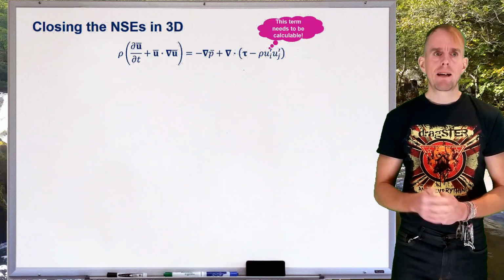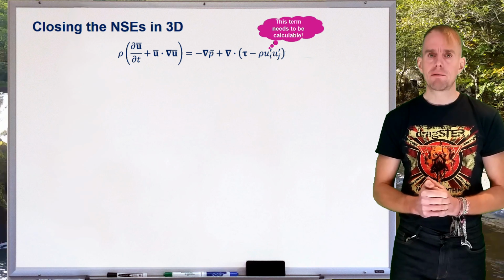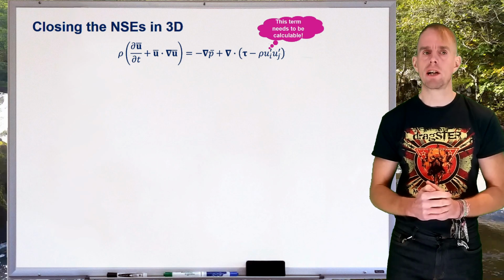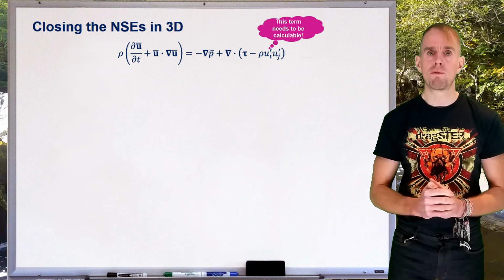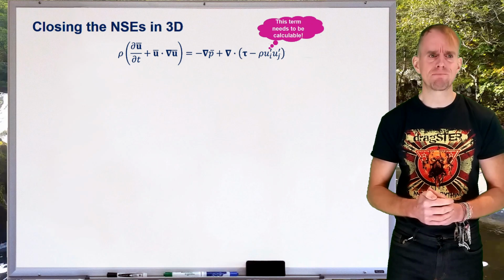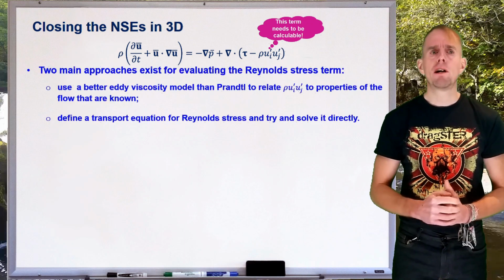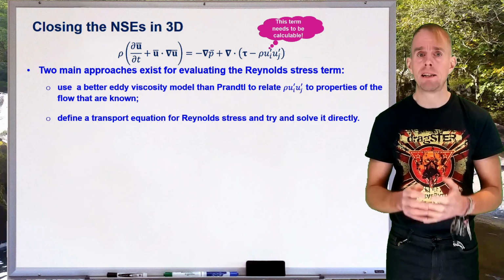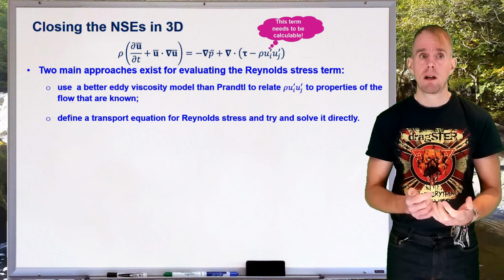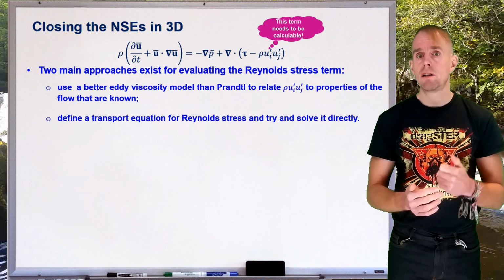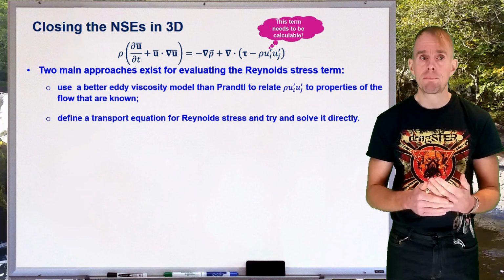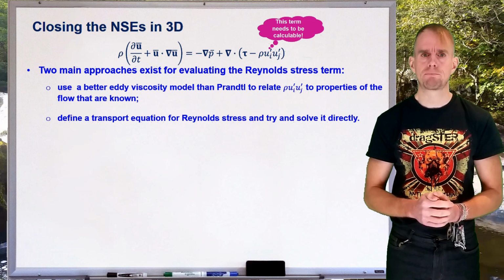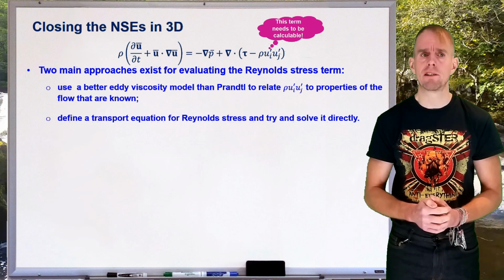So, in 3 dimensions, we need to close this Reynolds stress term, this rho u_i u_j term here on the right hand side of the time averaged Navier Stokes equations. Now, there's one of 2 ways we can do this. Firstly, what we can do is to use a better eddy viscosity model compared to Prandtl. We can relate rho u_i u_j to properties of the flow that are known, hence calculate that, and hence relate that to the overall momentum balance. And we'll have a look at how we do this in a minute.